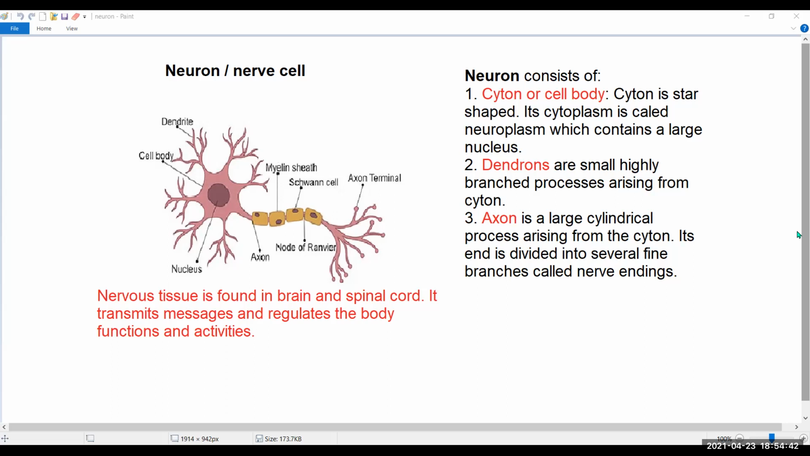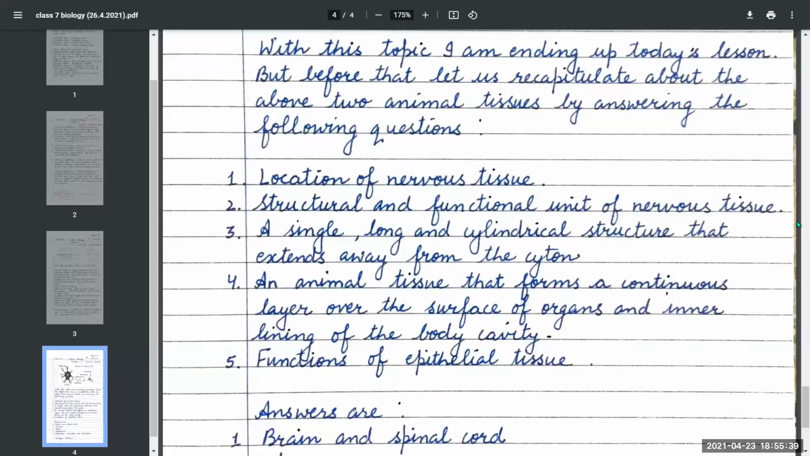Children, nervous tissue is found in brain and spinal cord. It transmits messages and regulates the body functions and activities. With this topic, I'm ending up today's lesson.